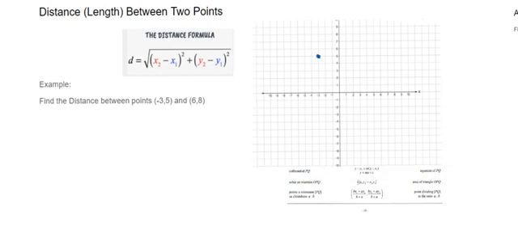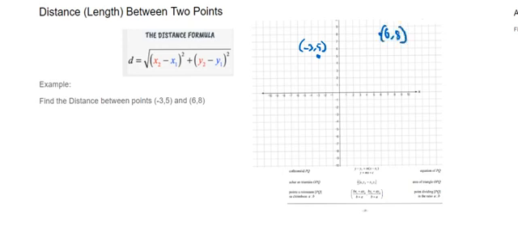If you're not sure why that's the point -3,5, then have a look back at how to plot coordinates. So that's the point -3,5. The point 6,8 is, if you go across the 6 and up to 8, up there, so 6,8.